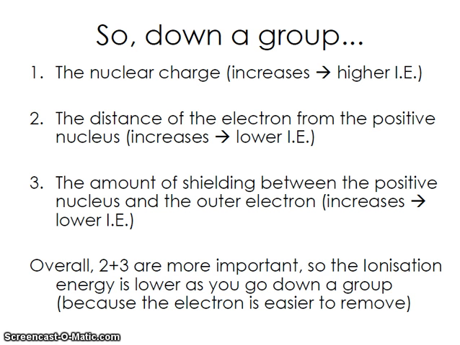Now you can see here we've got three factors which influence the ionisation energy, and two of them would tend to give you a lower ionisation energy, and one of them would tend to give you a higher ionisation energy. Now overall, we find that 2 and 3 are more important. So the ionisation energy is lower as you go down a group because of factors 2 and 3. And it turns out the increase in nuclear charge isn't that important.